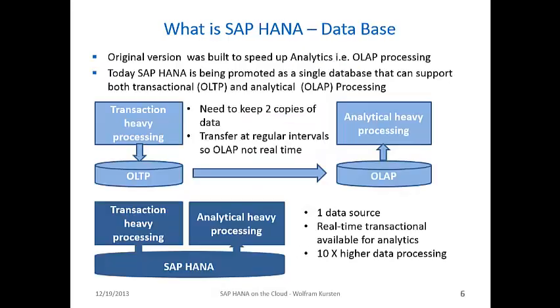Let's just see how this has been used and how it's been evolving over time. The original version of SAP HANA was built to speed up analytics, as we discussed. So it was really optimized to make reads far more efficient. But today, SAP HANA is being promoted as a single database that can support both transactional as well as analytical processing.